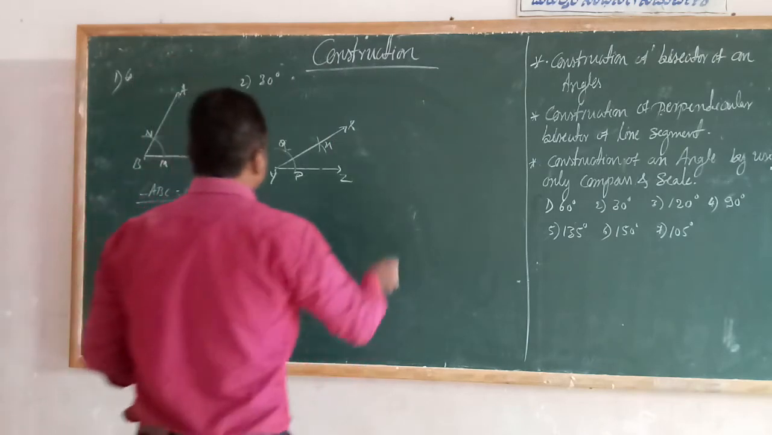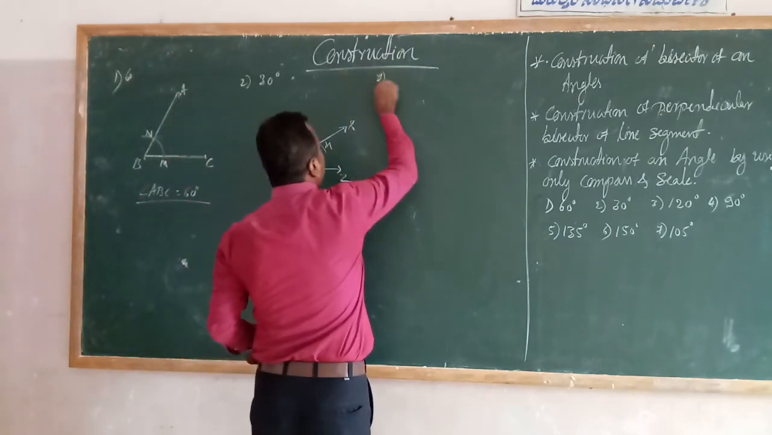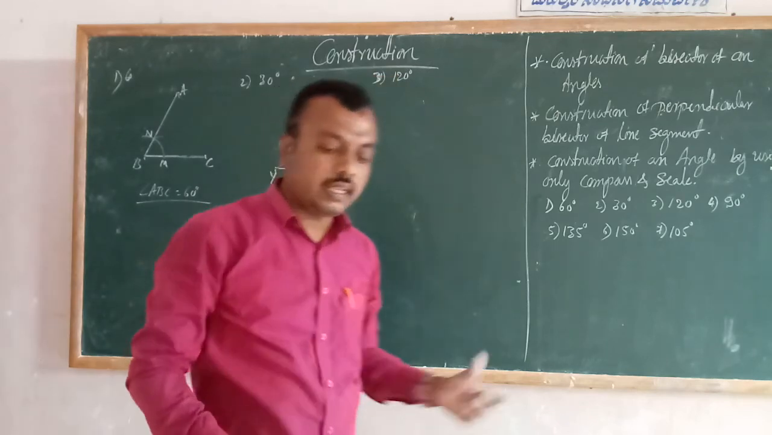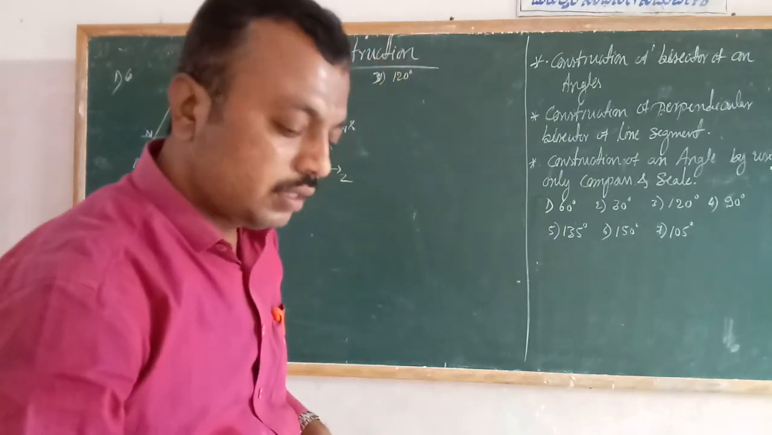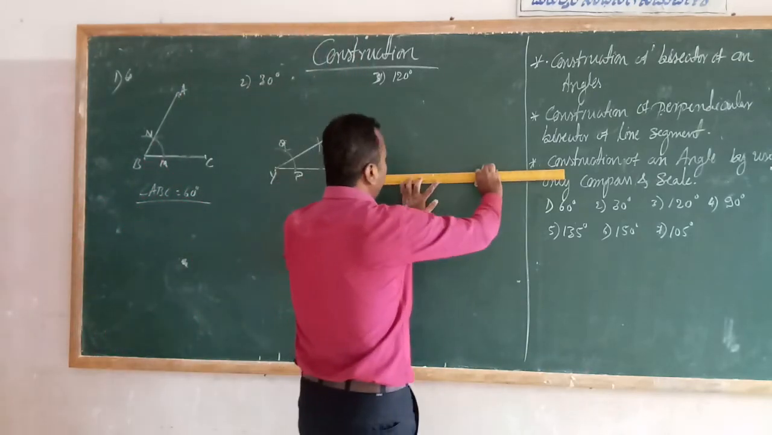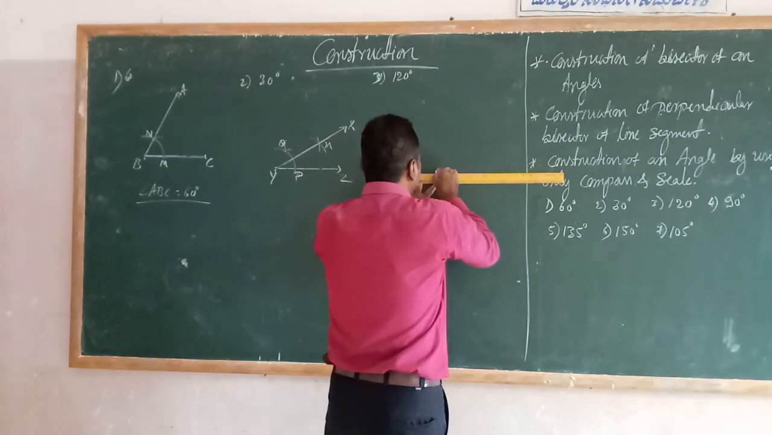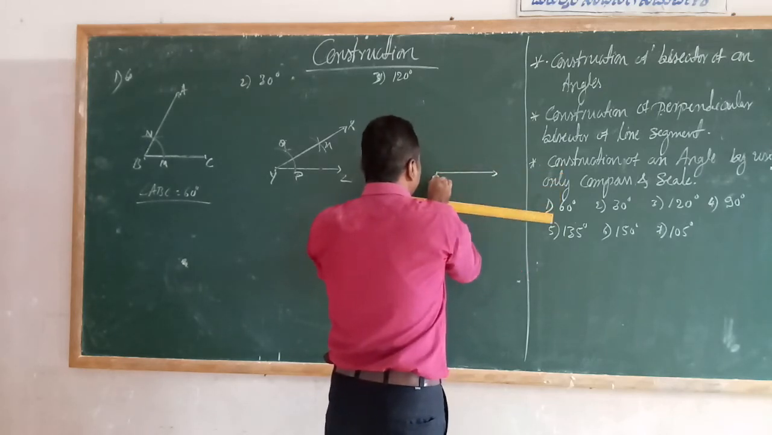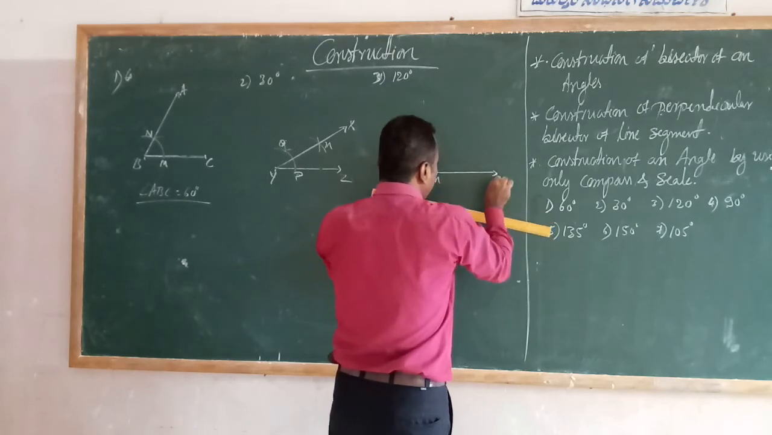So next one, students, 120 degree. 120 degree is also the same. Third one. So how do you construct the 120 degree? Same as in the 60 degree. First you have to draw one line segment. You can draw any one line segment. Okay. So that is M and this is N.